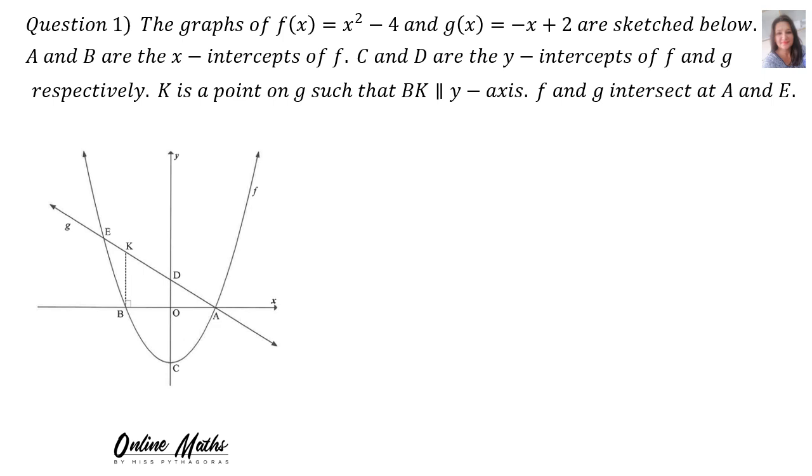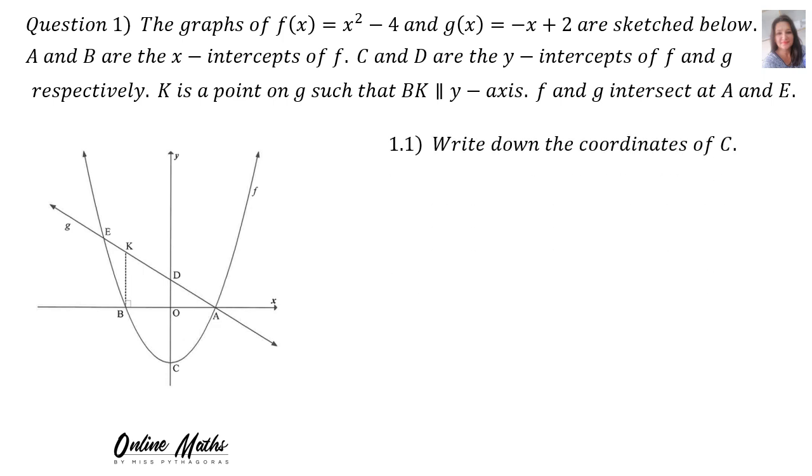Question 1. The graphs of f of x is equal to x squared minus 4, that's the parabola, and g of x is equal to minus x plus 2, that's the straight line, are sketched below. A and B are the x-intercepts of f. C and D are the y-intercepts of f and g respectively. K is a point on g such that BK is parallel to the y-axis. f and g intersect at A and E.